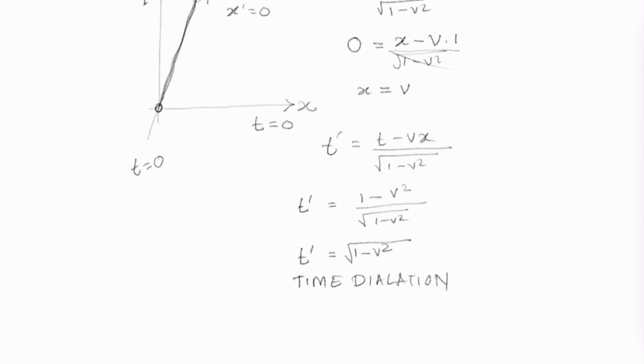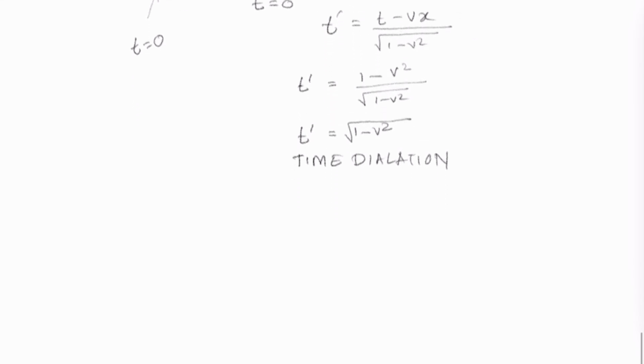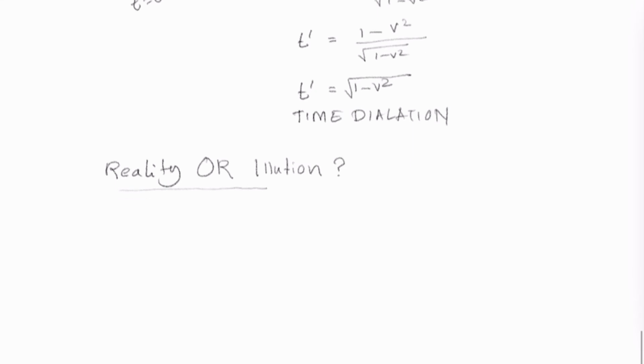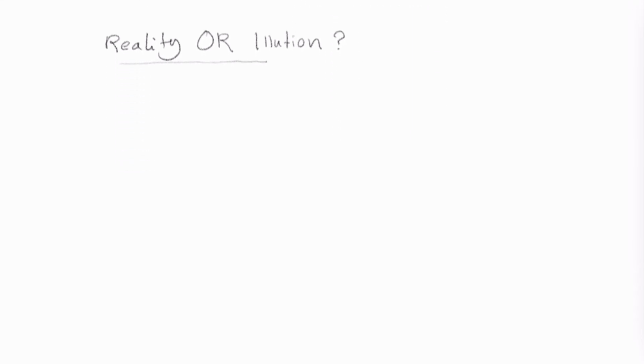Now, the question that comes to your mind is, how real is this phenomenon? Is it just that my clock looks like it is running slower to you? Or does it mean my clock is really slowed down? Is it reality or is it illusion? Let's do a thought experiment on this.